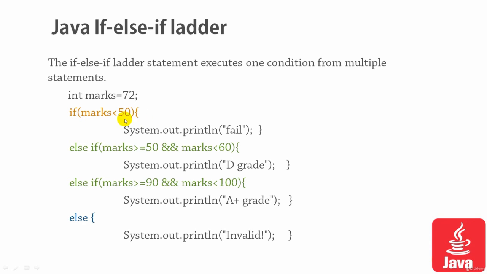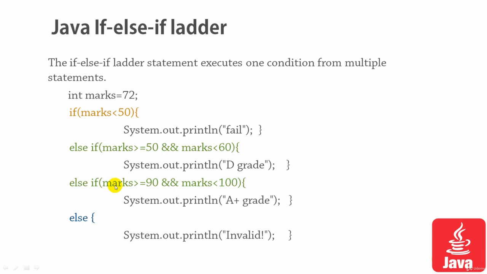So if the marks is less than 50, it will display fail. If the marks is greater than or equal to 50 and marks is smaller than 60, that means 50 to 59, it will print D grade. Note here that the double ampersand symbol corresponds to AND, which checks whether both conditions are true. If both conditions are satisfied, then only this statement will be displayed.